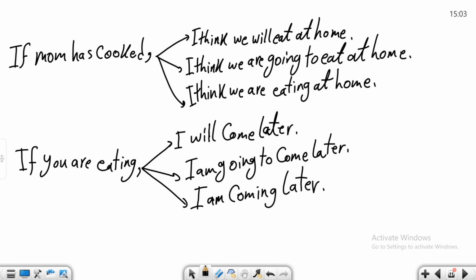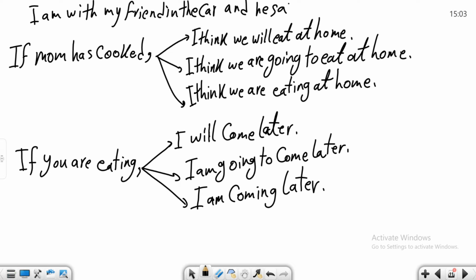In here, my friends, we take example number 3. I am here with my friend in the car, and he says, I am hungry. My friend tells me I am hungry. So this is the situation I'm explaining to you. In this situation, what can you say to your friend? Let's see. You tell your friend, if my mom has cooked, teacher, wait.